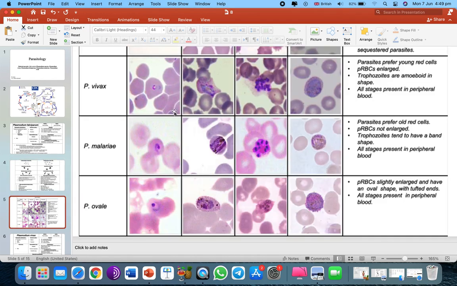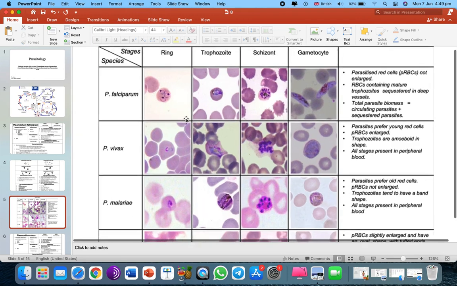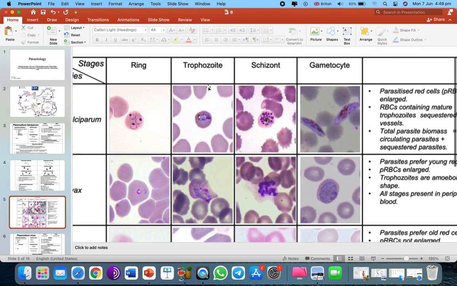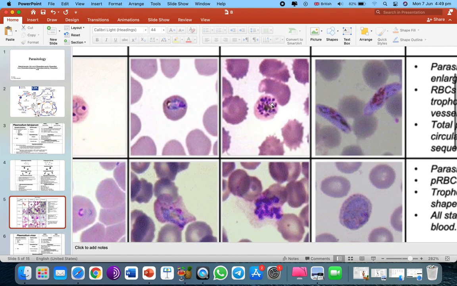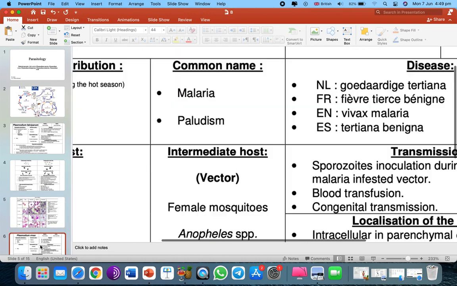As you can see here, okay, these are the stages and the species. These are the stages: ring stage, trophozoite, schizonts, and gametocytes. And this is Plasmodium falciparum, and we have these three: vivax, malariae, and ovale. As you can see here, this is the ring stage. This is the ring stage inside the RBCs. And these are the trophozoites and schizonts. As you can see, there are a lot of dots in the schizonts, okay.